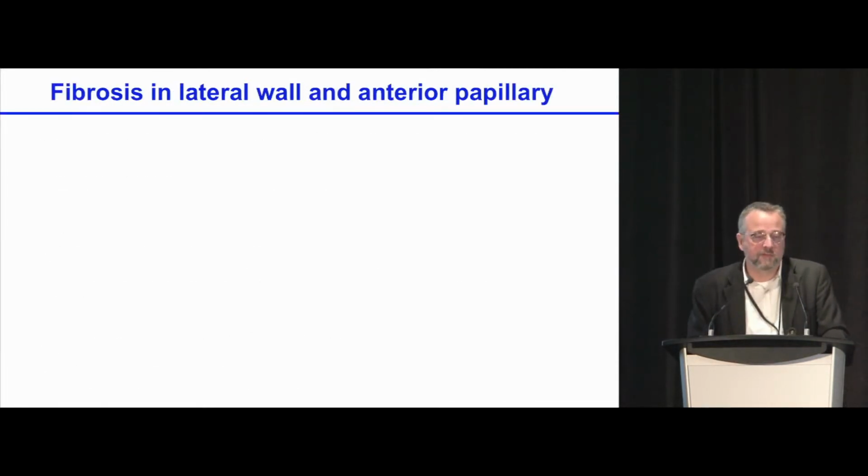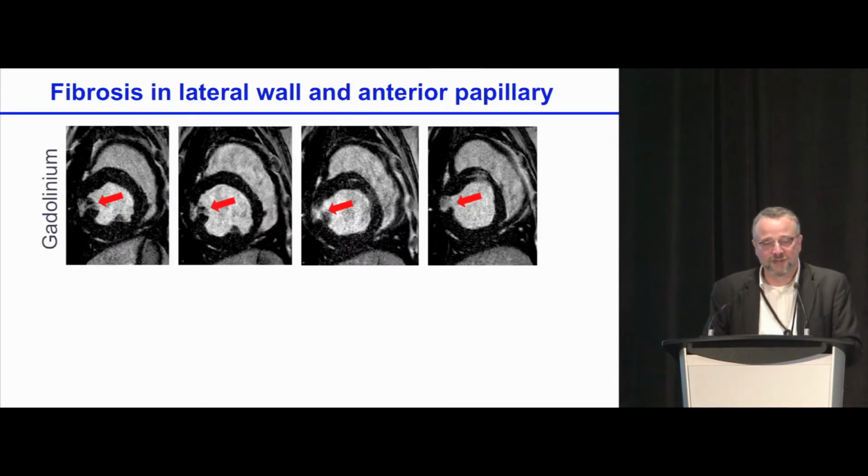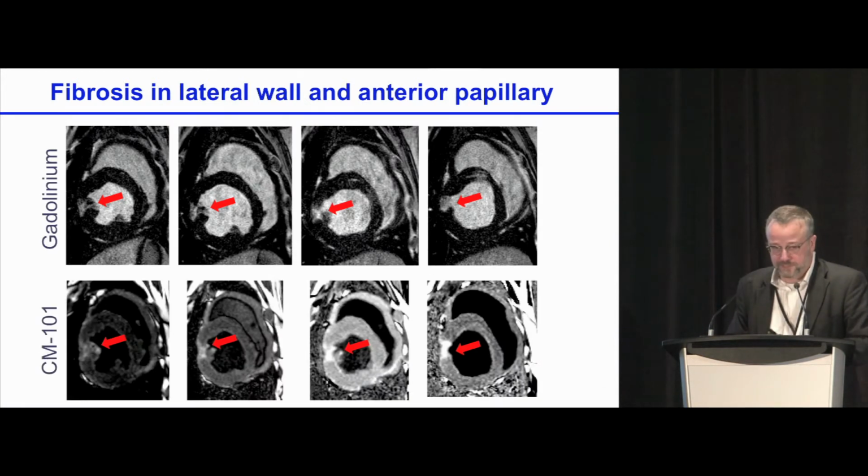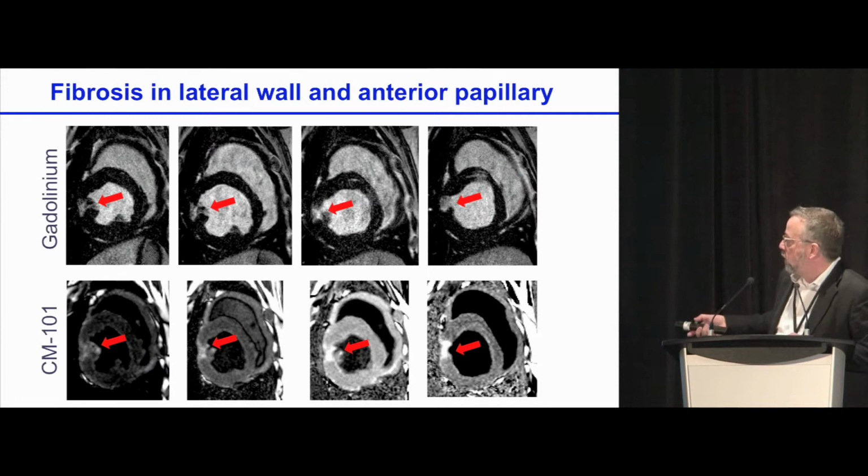So this is an example of fibrosis in the lateral wall and the anterior papillary muscle, which is left off here. And so you can see with conventional delayed enhancement imaging, you can pick up the fibrosis, the enhancement here in the lateral wall, a little bit here in the papillary muscle as well. But it becomes much more clear with these slices using the targeted contrast agent, and you can also appreciate the heterogeneity in the fibrosis that one can see here.